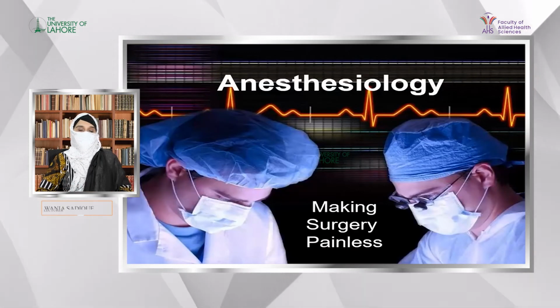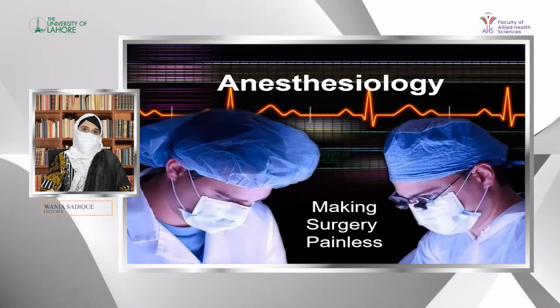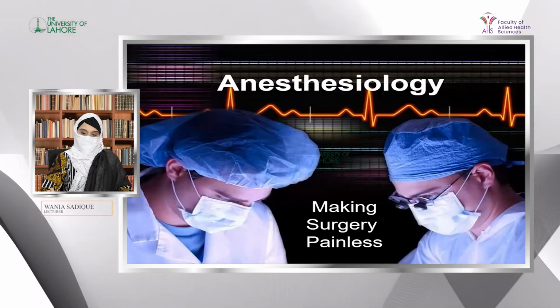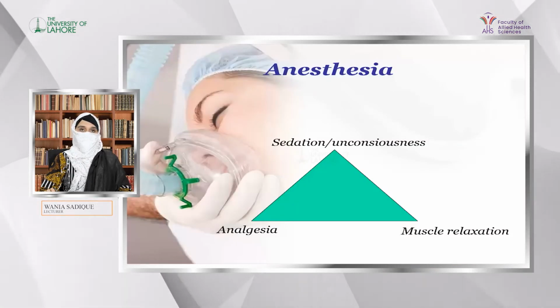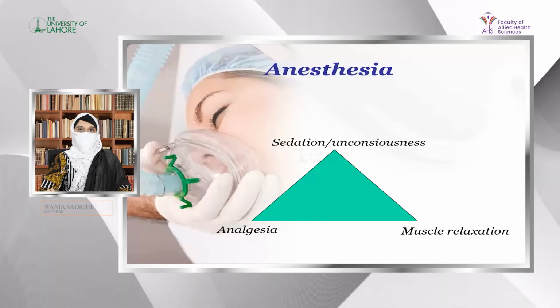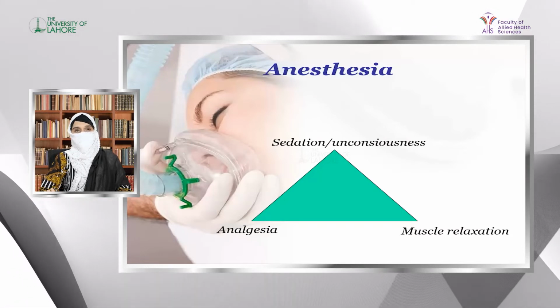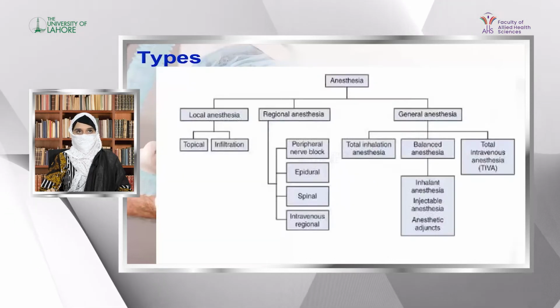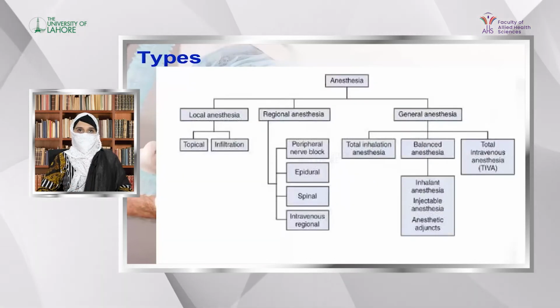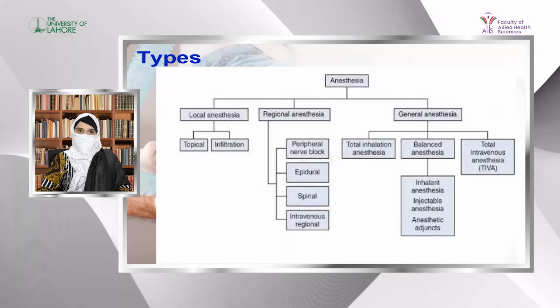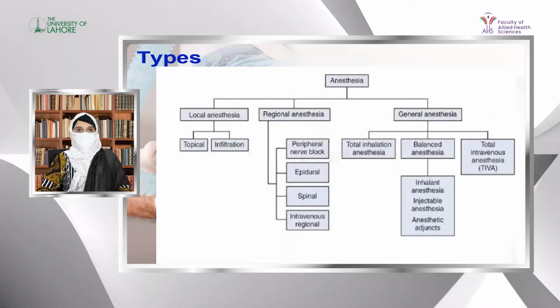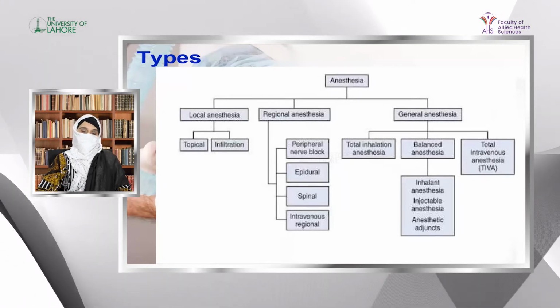Let's first discuss anesthesiology. Anesthesiology is making a surgery painless. The definition of anesthesia is the triad of sedation, unconsciousness, analgesia and muscle relaxation. Moving on to types of anesthesia. There are three types of anesthesia: general anesthesia, regional anesthesia and local anesthesia.